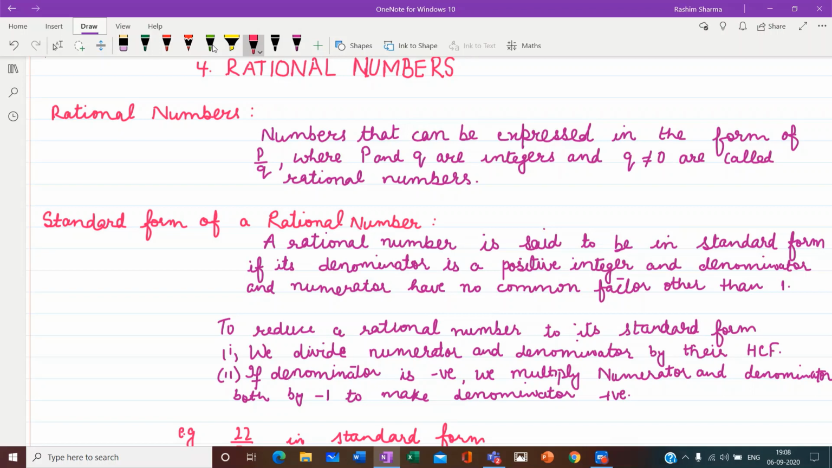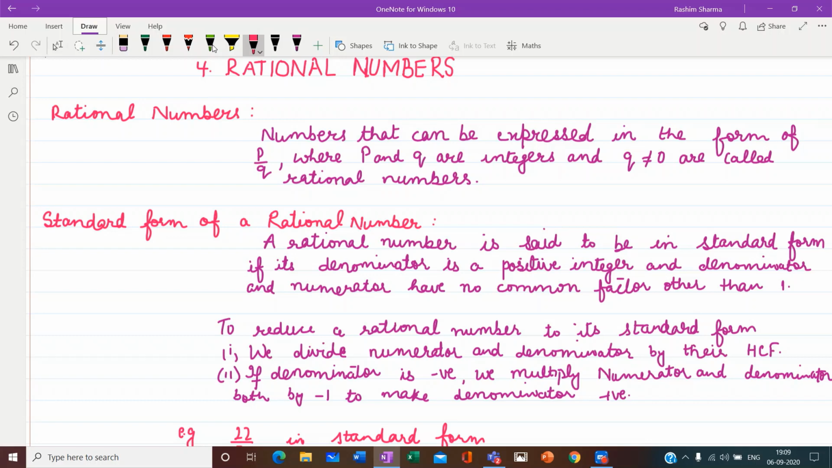Now you should understand what the standard form of a rational number is. A rational number is said to be in standard form if its denominator is a positive integer, meaning we cannot have a negative integer in the denominator, and the denominator and numerator have no common factor other than 1. It means they should be in their lowest form.